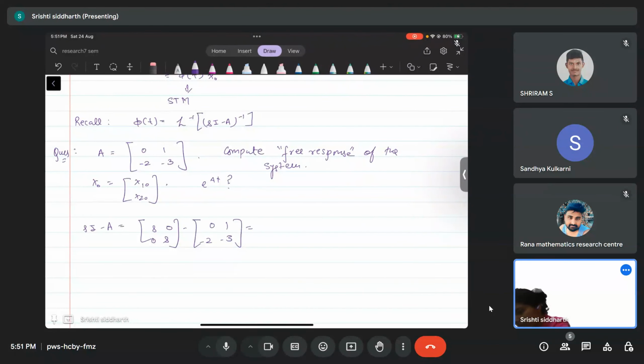That is going to be s minus 1, 2, and s plus 3. Okay, so this is a 2 by 2 matrix. The inverse is very easy. We have the determinant in the denominator, so s squared plus 3s plus 2. Interchange the main diagonal elements and reverse the sign of the off diagonal elements. So this is 1 and minus 2.